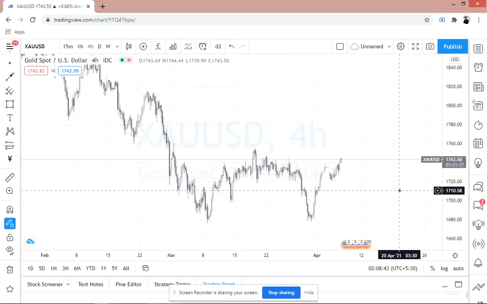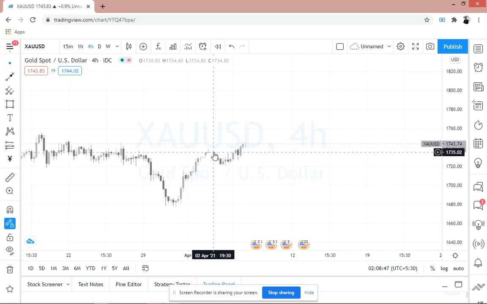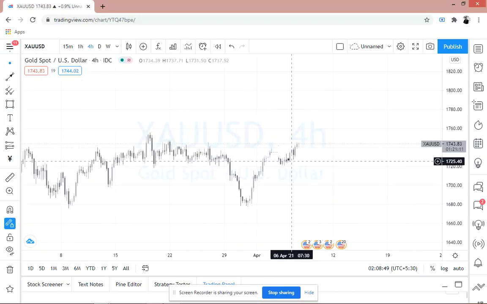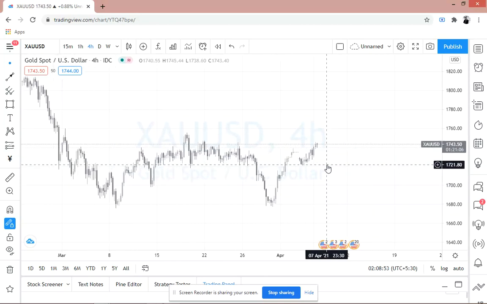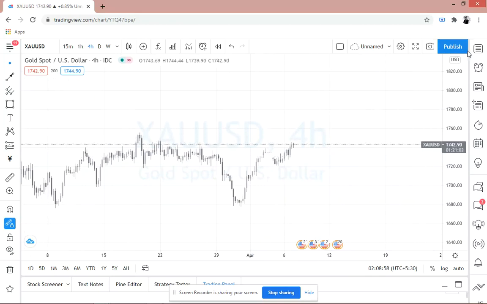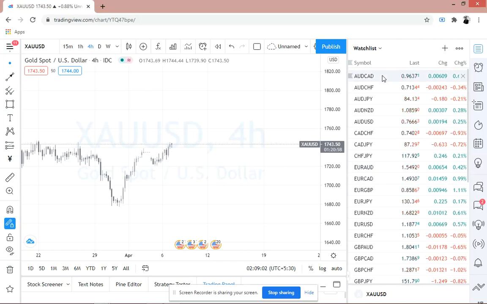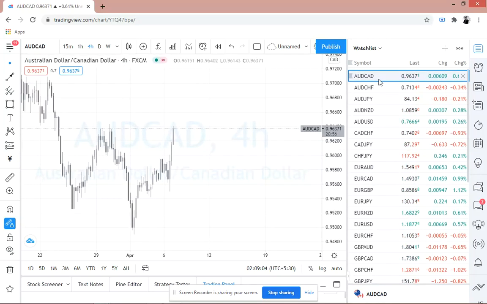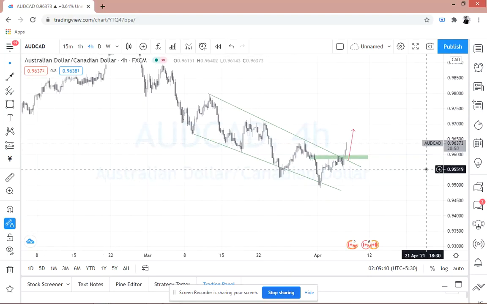I think on gold there's nothing to predict here because of this gap. Really, the market is not in a good condition this time. So I think we should skip gold. So I'm going to go through the whole charts again. Then I'll explain some of the things you need to know before you start predicting candles.